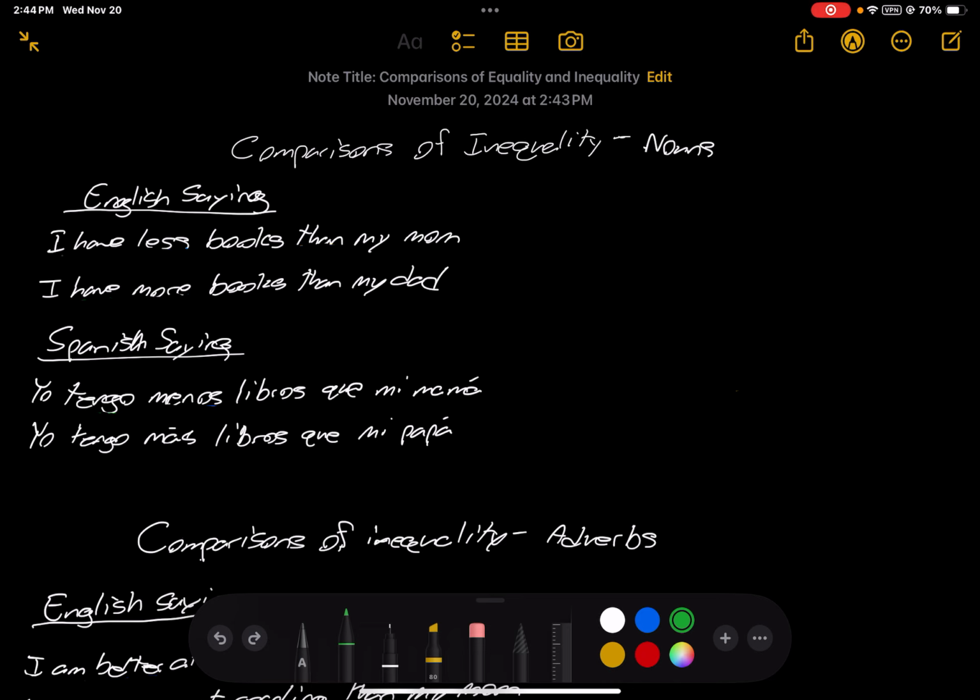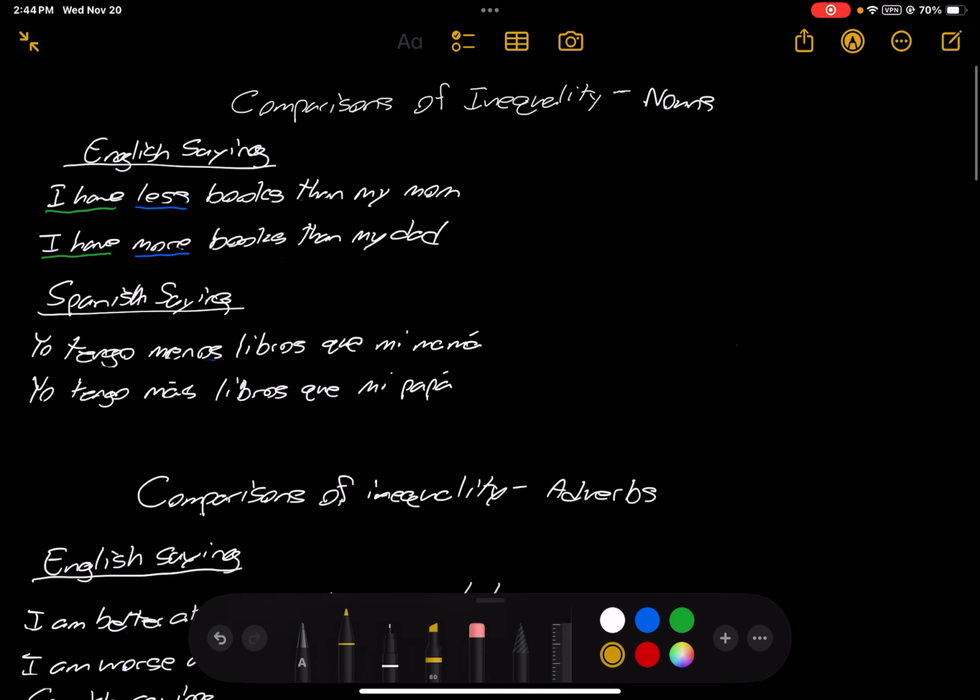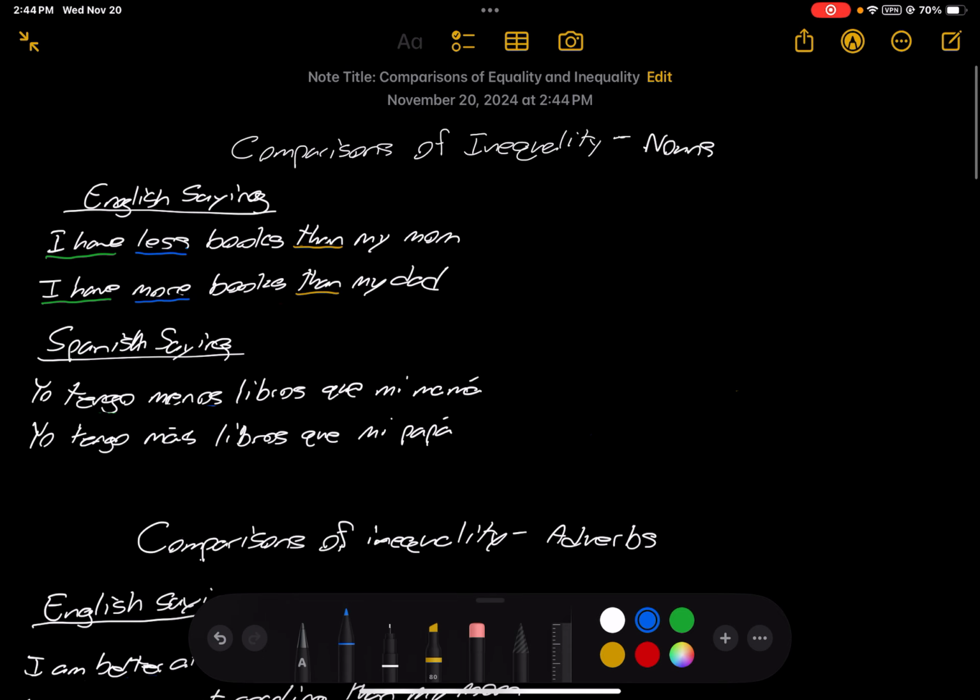In the beginning, we have the conjugated verb, which is to have. Next, we have our words of comparison, more and less. And then they're followed by their other halves, than. So, less and more are both followed by than.